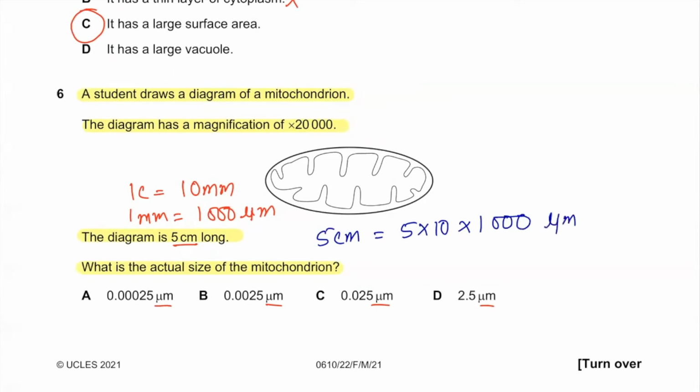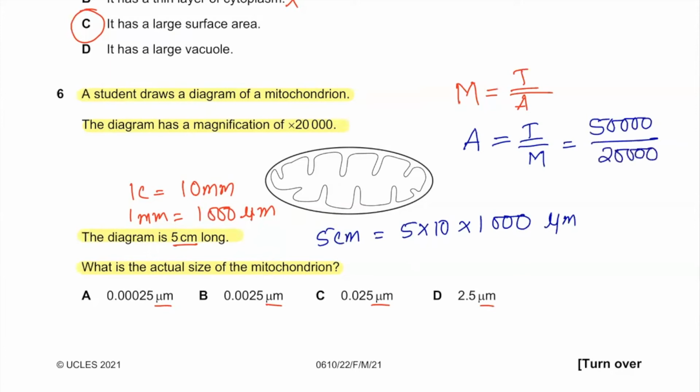Now the question is, what is the actual size of the mitochondrion? To do this, we will have to use the formula magnification is equal to image divided by actual. In this particular case, we have to find the actual size, so we will make A the subject. So it will be I divided by M. Now the image is 50,000 micrometers divided by 20,000 magnification. So when we do that, it cancels out and we get 2.5. So 2.5 micrometers will be the answer.